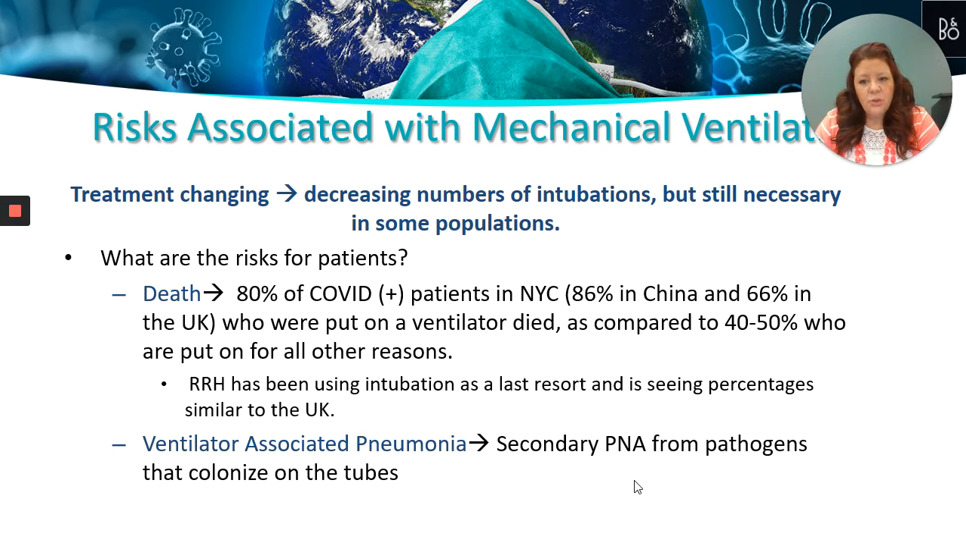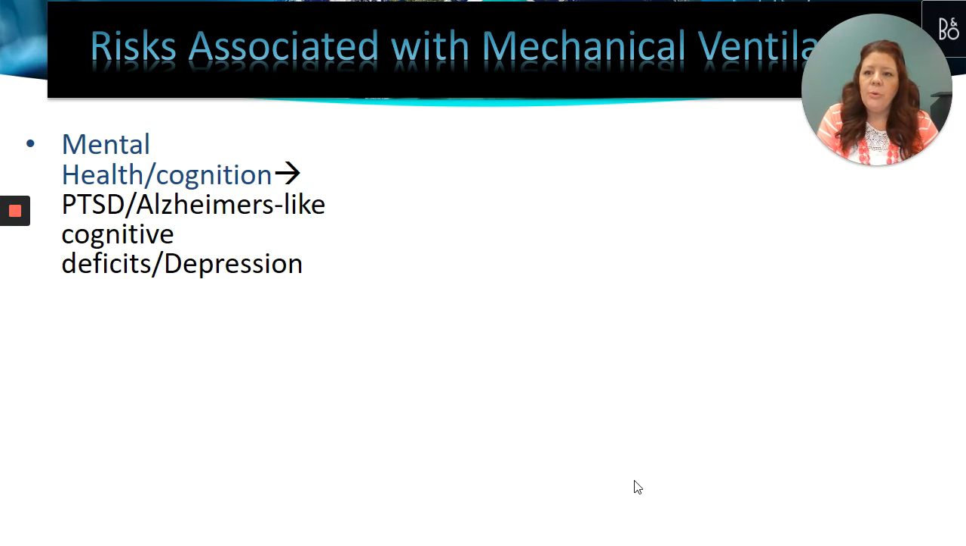Also, another risk is you could have what they call ventilator-associated pneumonia. So they call it VAP in the inpatient settings. And that is actually a secondary pneumonia that is from different pathogens that colonize the tubing, right? Because the patient is intubated and you run the risk of anything getting into the actual circuitry of the vent itself. So that's a VAP or a ventilator-associated pneumonia.